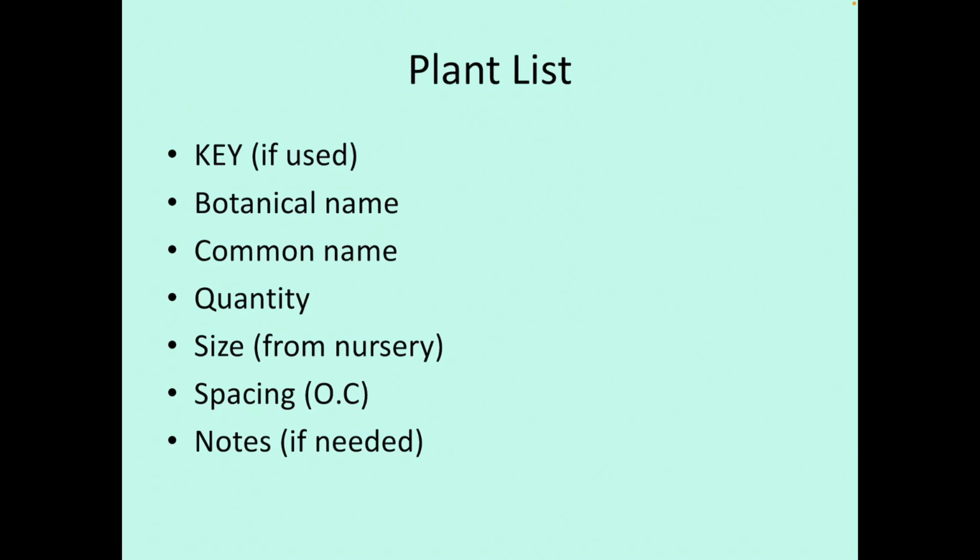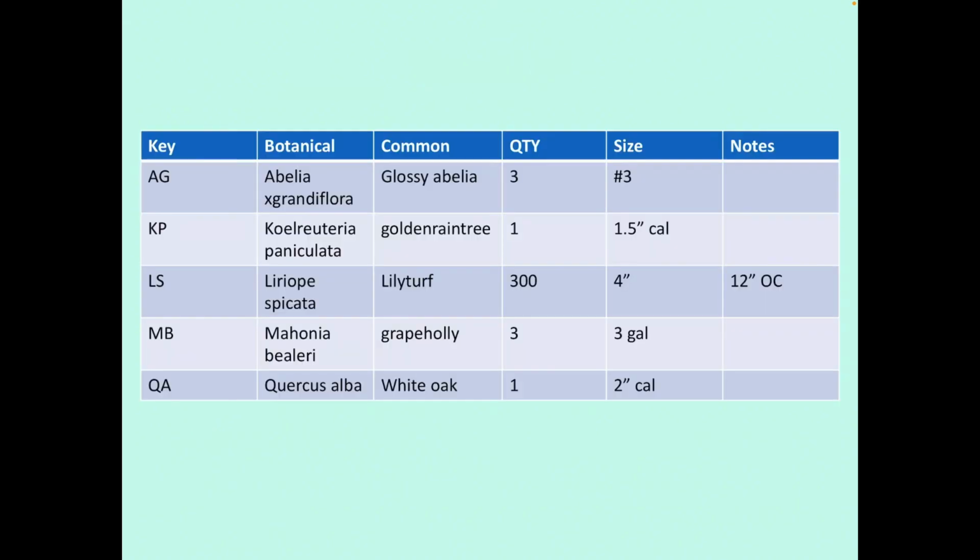You might have the sizing from the nursery. You might not, but if you're not the one picking out your plants and somebody else is picking them out, you probably want the size. The spacing on center, particularly if you're laying out large quantities of very small plants. So if you're installing plugs for a prairie garden or for large areas of ground cover, you might want to know how far apart they're spaced. So this might be a very simple example of that. You can see the key that we would use on the design on the very far left. And if you need any notes, in this case the note says that they're going to be spaced 12 inches on center.